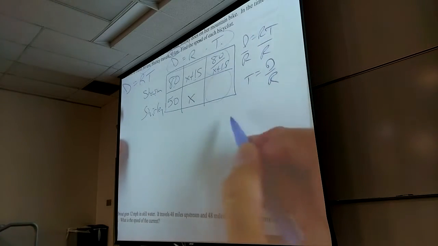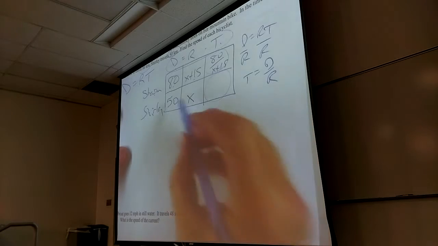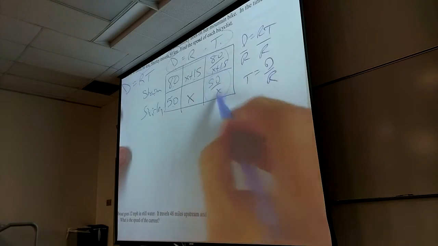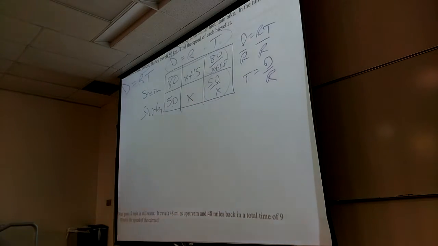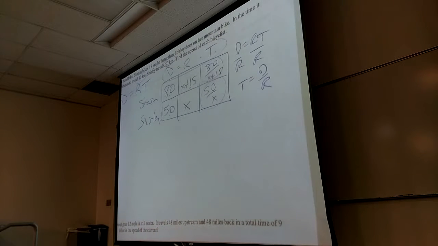What do you put here? 50 over x. Yeah, distance over rate, 50 over x. Now, here's the little bit hidden thing. The last boxes you fill in will normally be where the equation comes from. How do their times relate? It's a little bit hidden. What's the only thing they really say about time in the problem?